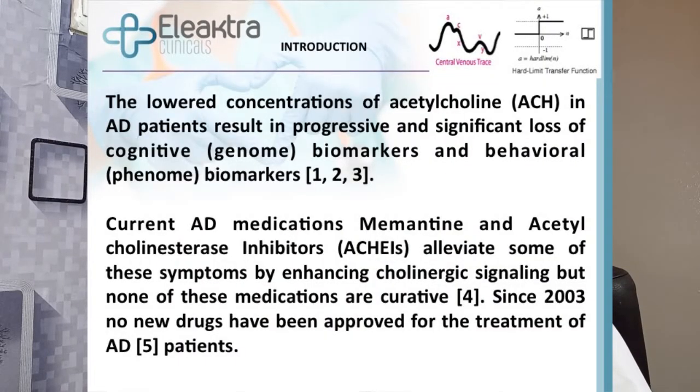So we're making an introduction of our findings, that lower concentrations of acetylcholine in AD patients result in progressive and significant loss of cognitive, that is the genome, biomarkers and behavioral biomarkers. Current AD medications, memantine and acetylcholine inhibitors, alleviate some of these symptoms by enhancing cholinergic signaling, but none of these medications are curative. Since 2003, no new drugs have been approved for the treatment of AD patients.